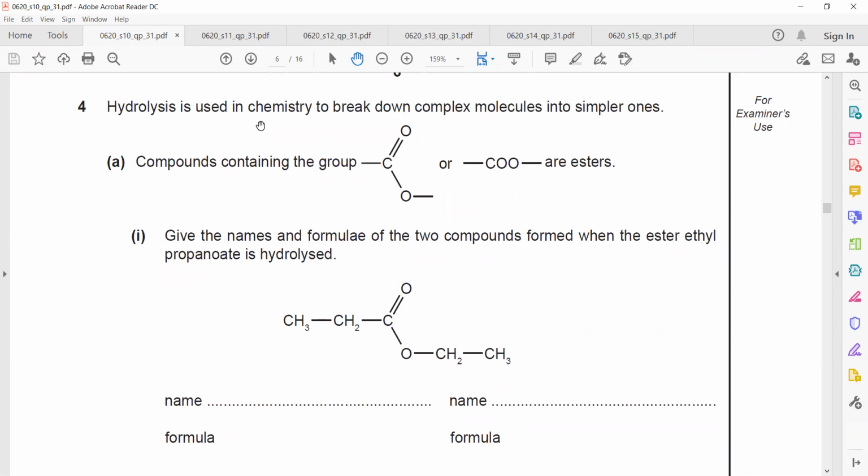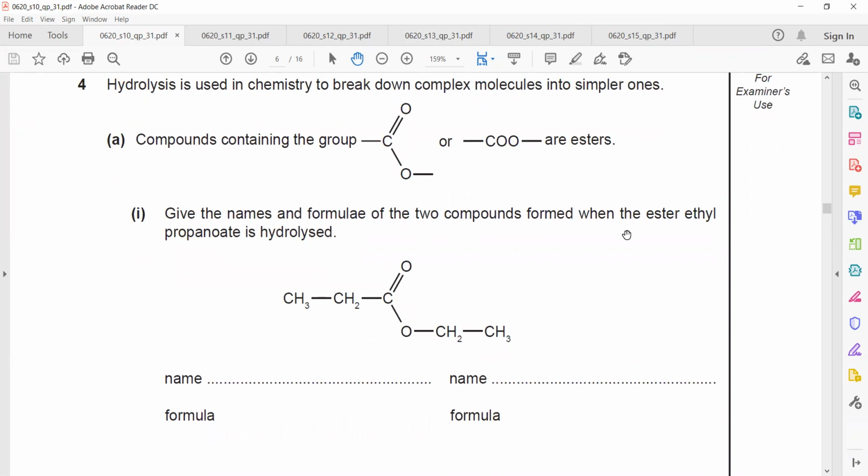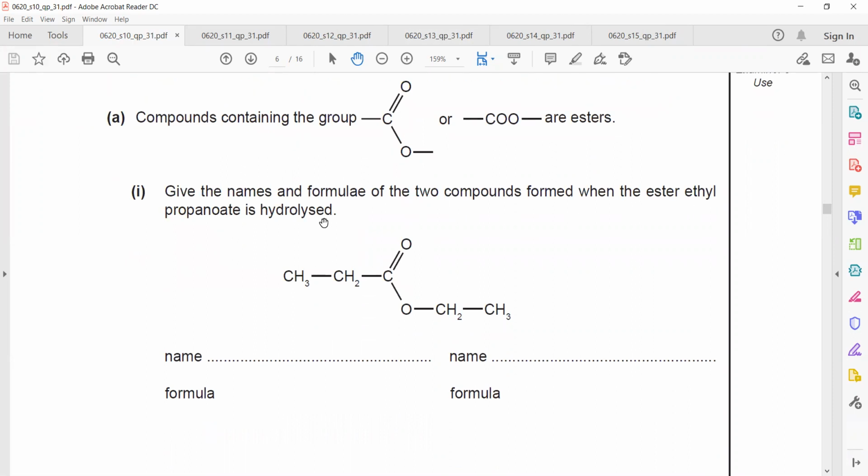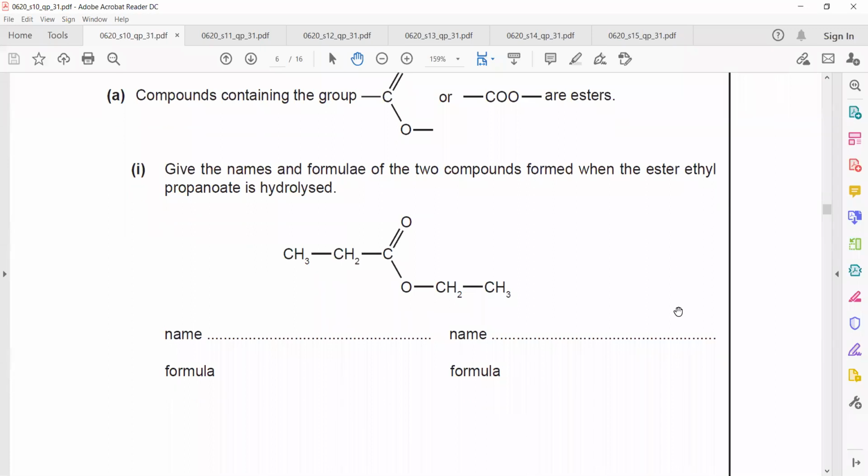Hydrolysis is used in chemistry to break down complex molecules into simpler ones. The compounds with C double bonded with O, or COO, are esters. Give the name and the formula of the two compounds formed when the ester ethyl propanoate is hydrolyzed. So what are the compounds which will form this ester, ethyl propanoate?